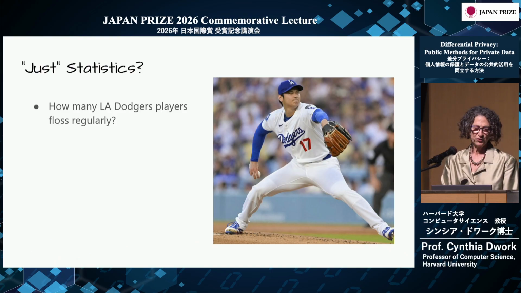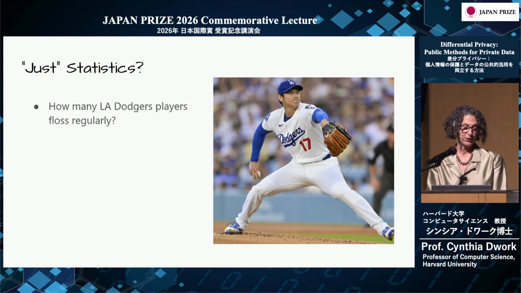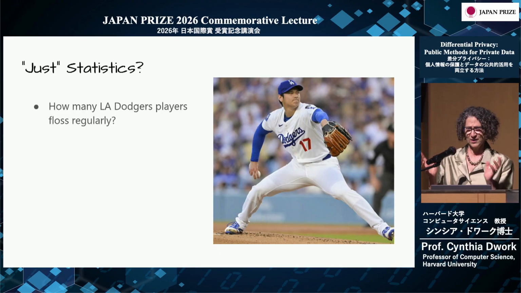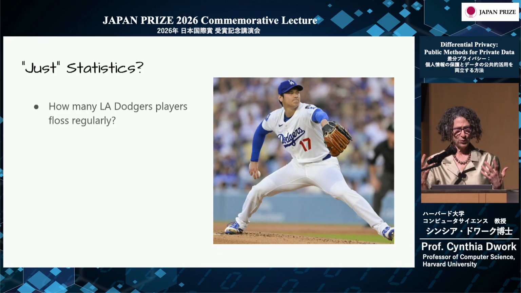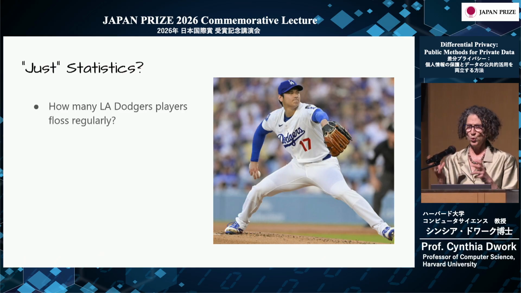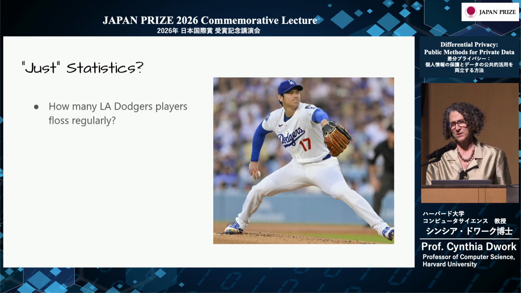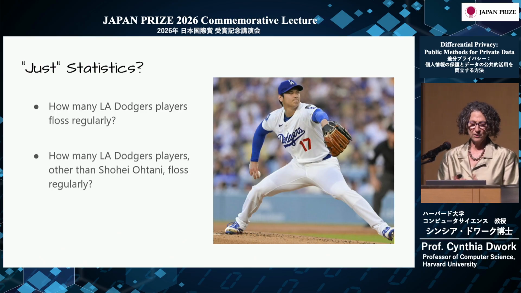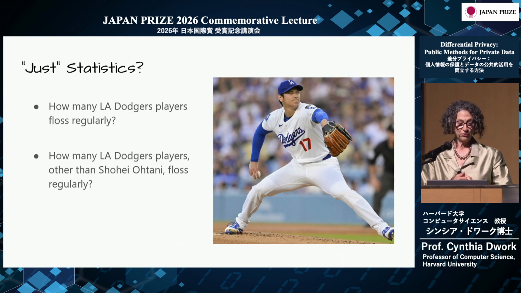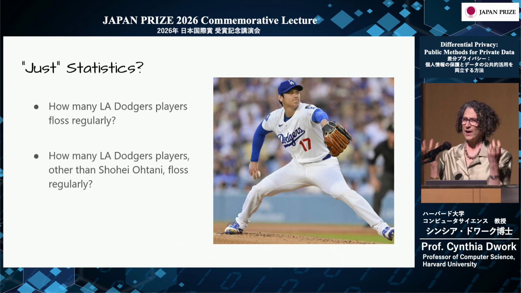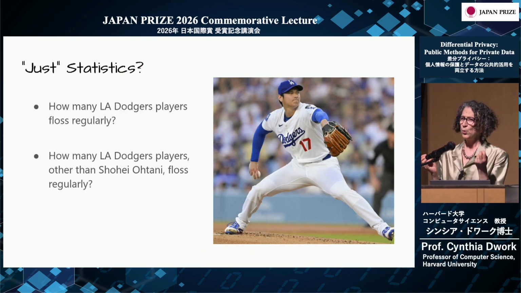So maybe we ask the question, how many Los Angeles Dodgers players floss their teeth regularly? And we get the exact answer for that. But it's a total population count, and even if it's, let's say, half the players or 3/4 of the players, we don't know who is in the set that flosses and who is in the set that doesn't. But if we got to ask a follow-up question, how many Los Angeles Dodgers players other than Shohei Ohtani floss regularly, and we have the exact answers to the two of those, we can subtract one from the other, and we could learn how well he takes care of his teeth.